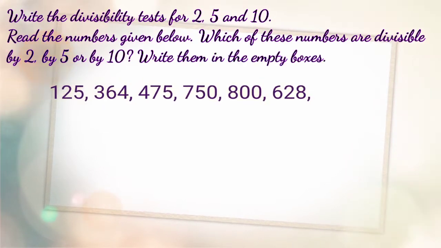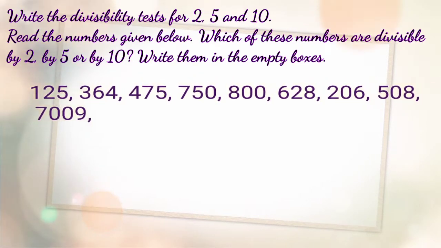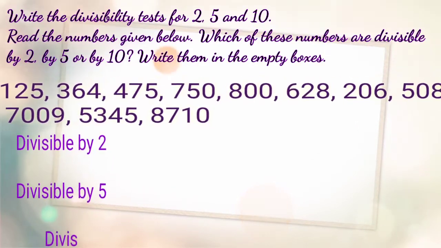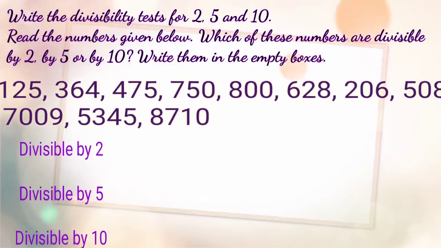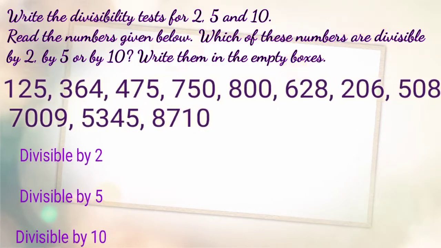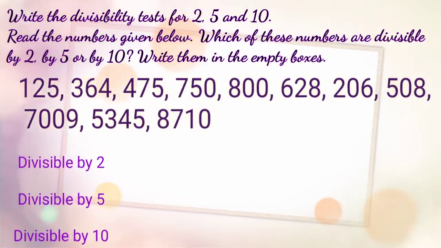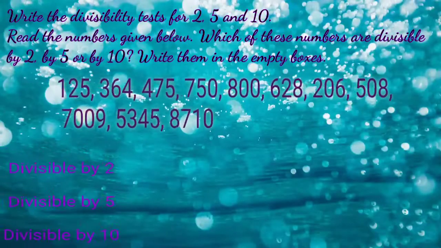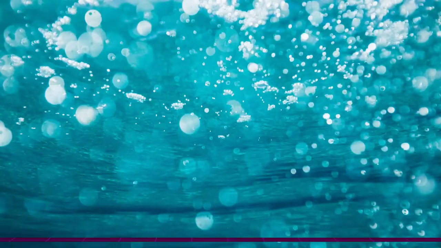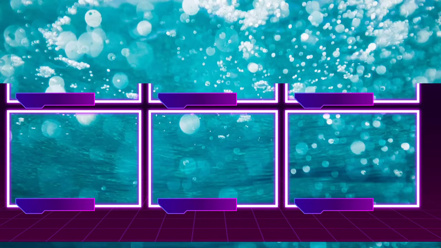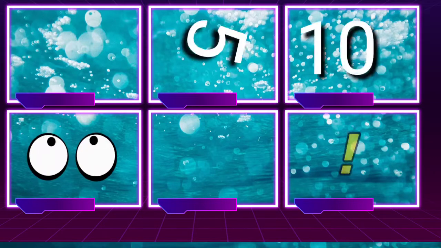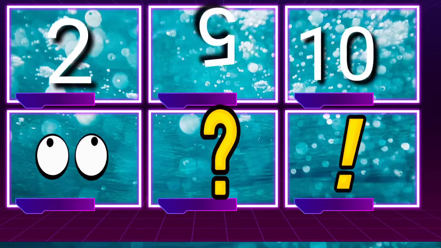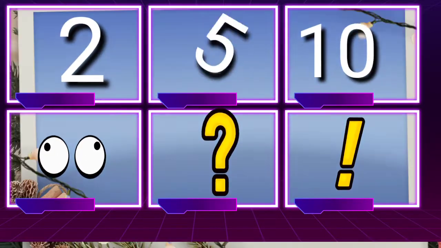Write the divisibility test for 2, 5 and 10. Read the numbers given below. Which of these numbers are divisible by 2, by 5 or by 10? Write them in the empty boxes. Children, here the numbers are 125, 364 and so on. Let us see which numbers will come in which box: 2, 5 and 10.